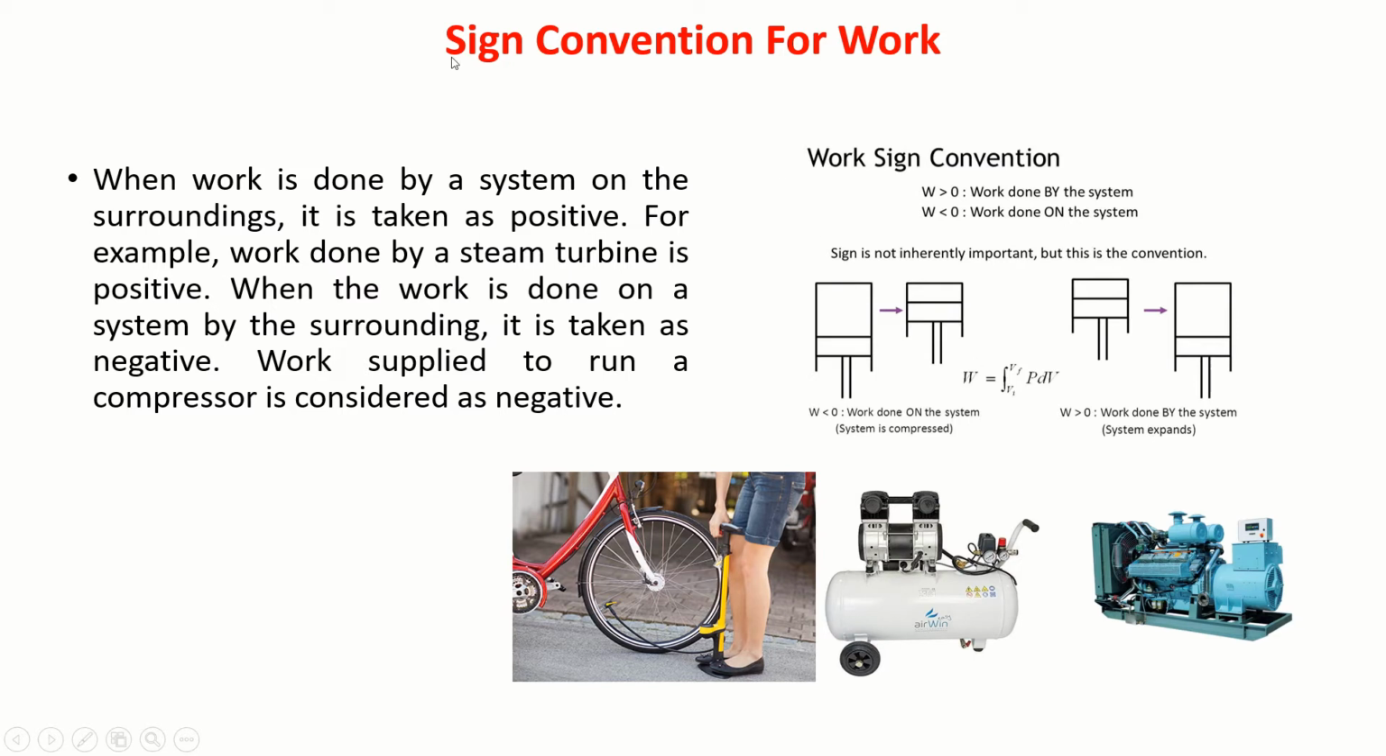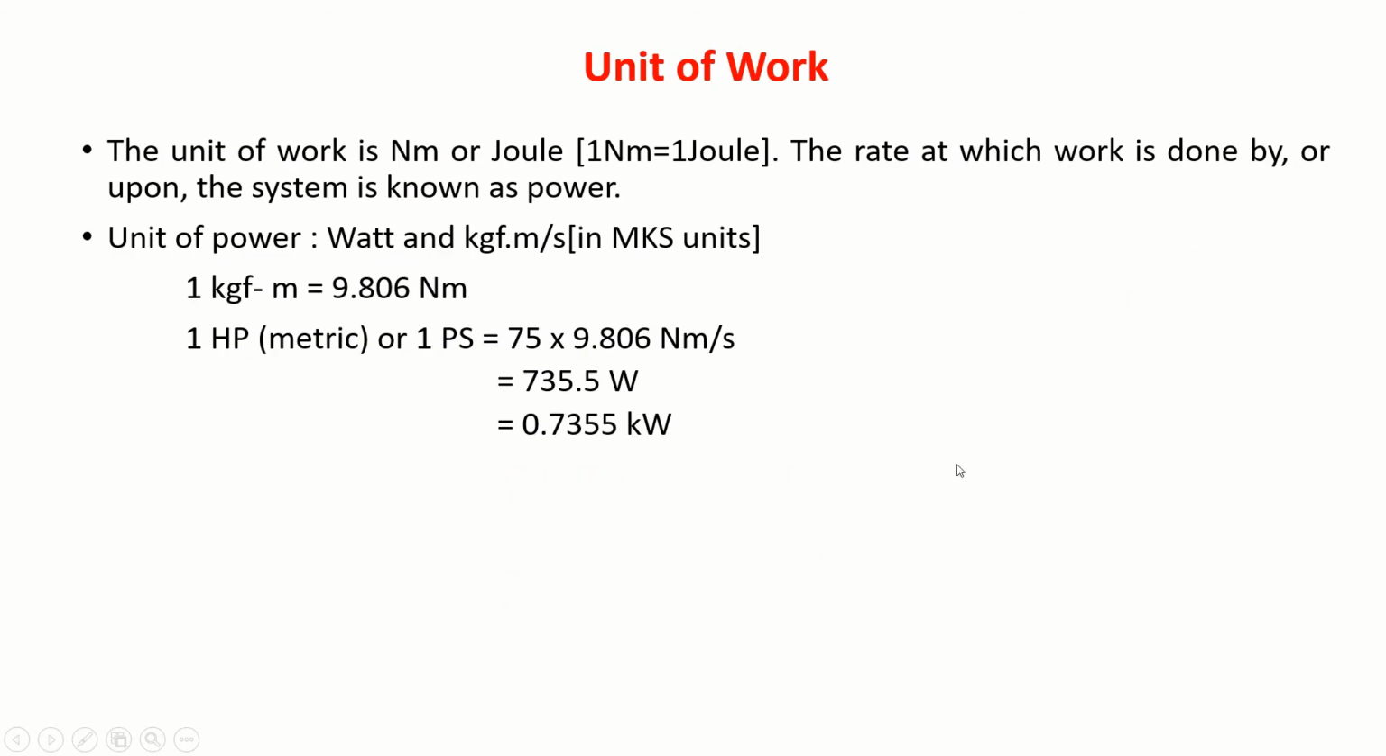So please remember the sign convention for work. When work is done by a system on the surroundings, it is taken as positive. For example, work done by a system by a steam turbine is positive. When the work is done on a system by the surroundings, it is taken as negative. Work supplied to run a compressor is considered as negative. I hope it's clear.